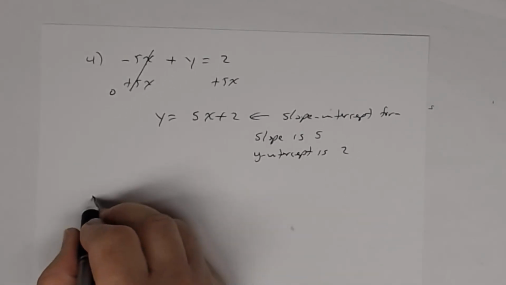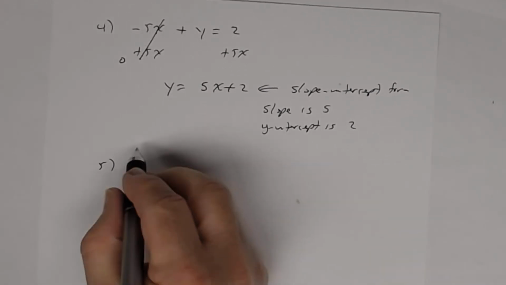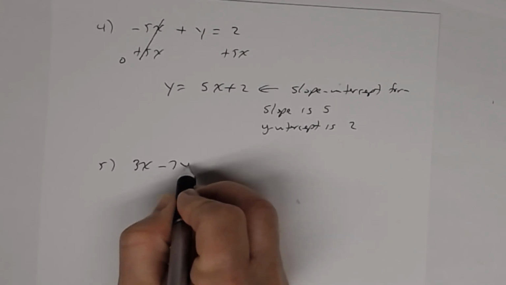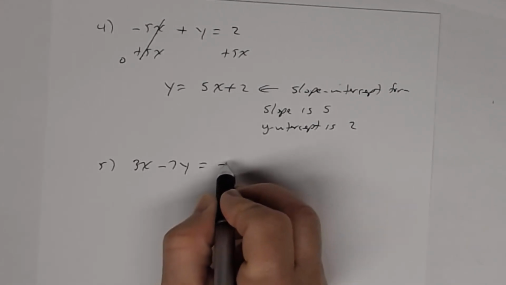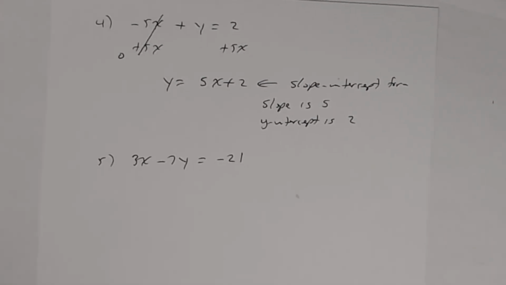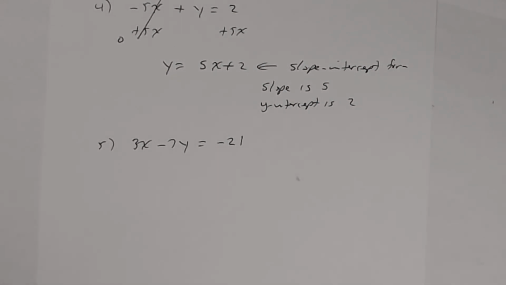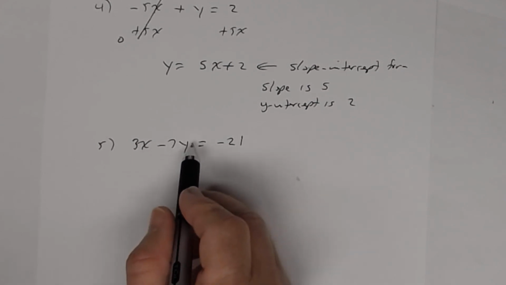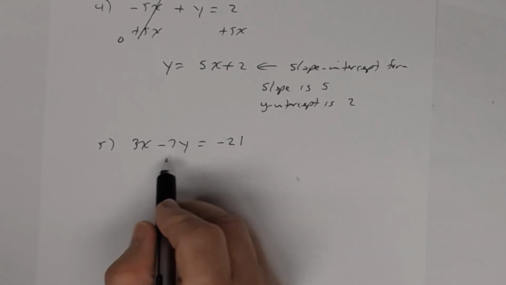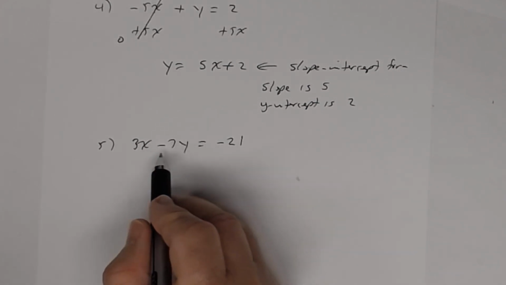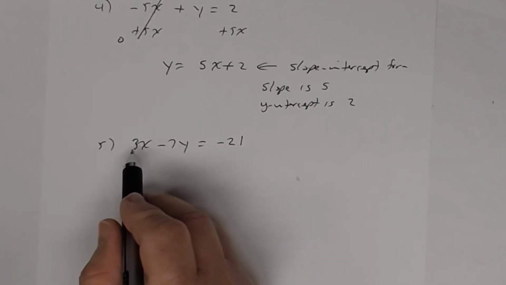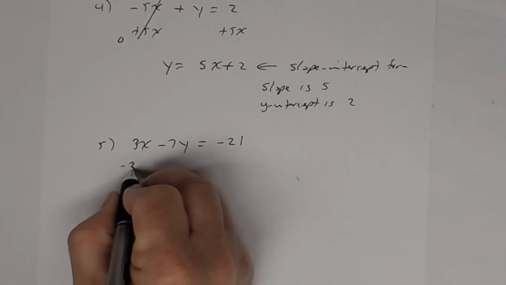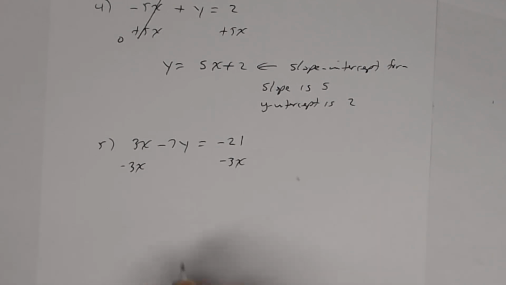All right, number 5, we have 3x minus 7y equal a negative 21. Again, I want to change this to slope-intercept form, so I want to get this term by itself. So I need to get rid of this 3x. I'm going to go ahead and subtract 3x from both sides, just like this.